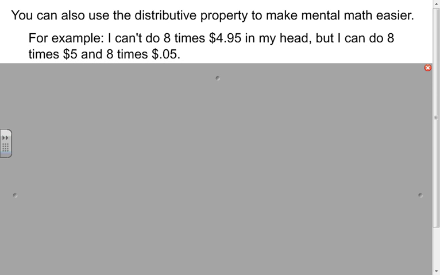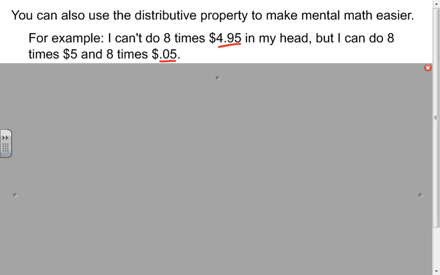Another use of the distributive property is to make mental math easier. Again, with these mental math problems, you have to show your steps so I know that you're doing them correctly. An example of this, I use this all the time when I'm at the grocery store. Prices are strange. They're almost never whole numbers. If I was trying to buy 8 of something that costs $4.95, I can't do 8 times 4.95 in my head. But I can do 8 times 5, and 5 is pretty close to $4.95. And I can do 8 times 5 cents.